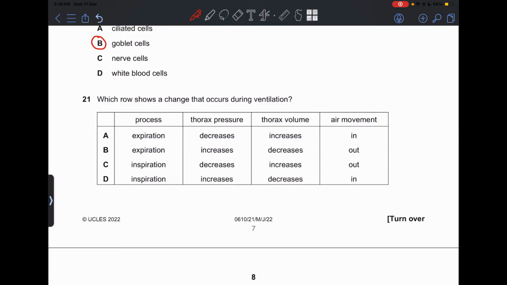21. Which row shows a change that occurs during ventilation? Ventilation is when your body takes out the carbon dioxide from the lungs, so it is actually the process of expiration, not inspiration. So C and D are not going to be one of our answers. A shows that in expiration there is a decrease in the thorax pressure. This is actually incorrect. The thorax pressure actually increases. It does not decrease, and its volume also decreases, and the air movement goes out of the lungs, not in. So our answer is going to be B.